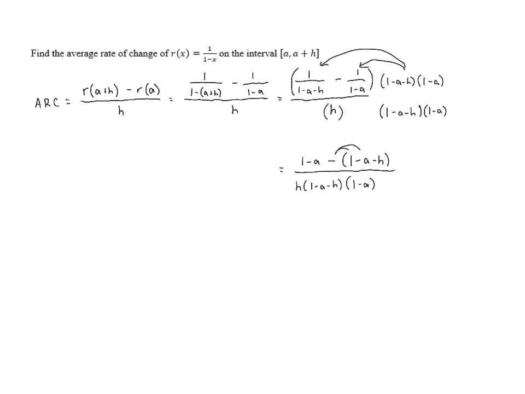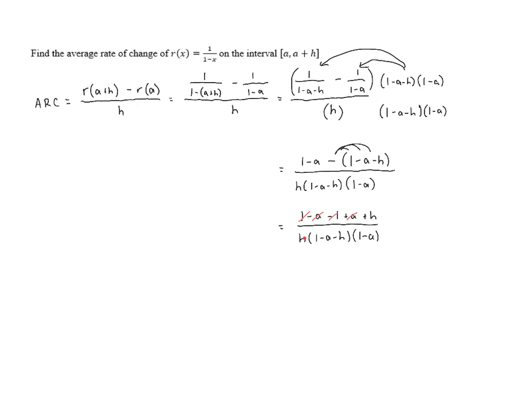In the top, we're going to distribute that subtraction. This gives us 1 minus a minus 1 plus a plus h all over h times 1 minus a minus h times 1 minus a. We can cancel the 1's and the a's. This leaves us with h over h times 1 minus a minus h times 1 minus a.